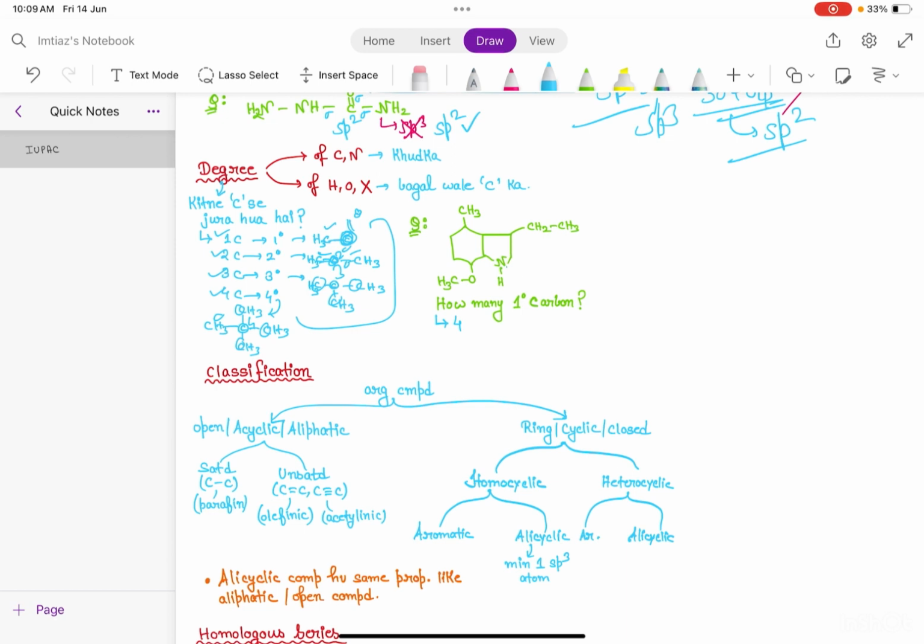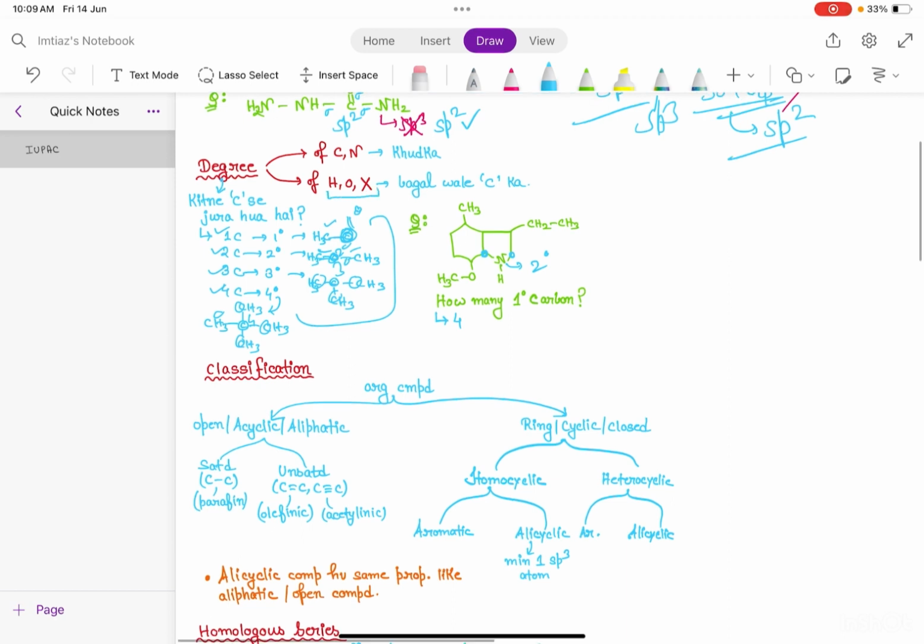If we talk about this nitrogen, it is attached to how many carbon? 1 carbon and 2 carbon, so it is a 2 degree nitrogen. Now for hydrogen, oxygen and halogen, it does not have its own degree. That means it does not matter to how many carbon it is attached, but it matters how many carbon that carbon is attached to, which this atom is attached to.